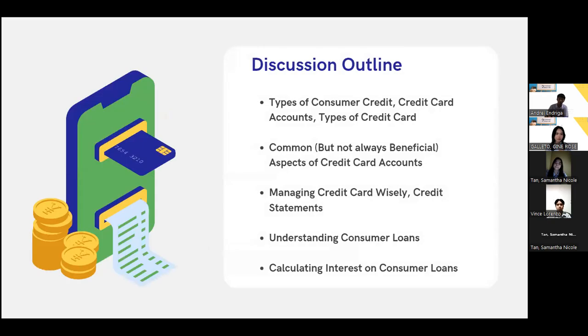Okay, so first, I will be explaining to you the types of consumer credit, the credit accounts, as well as the types of credit card.